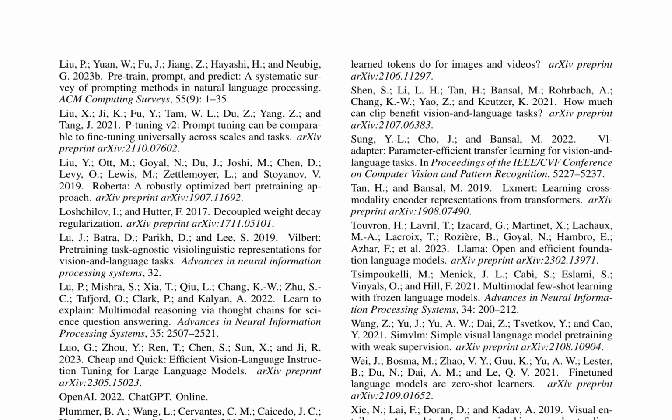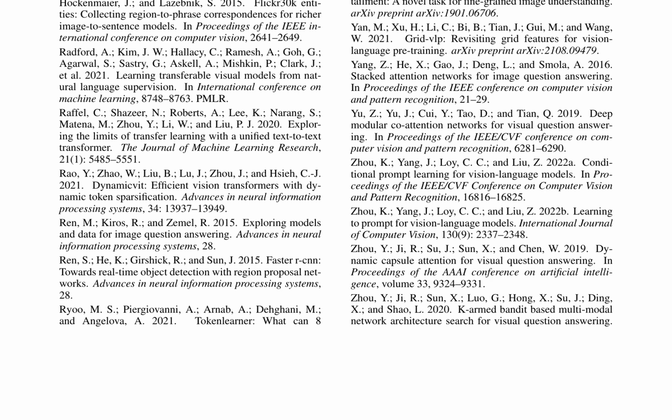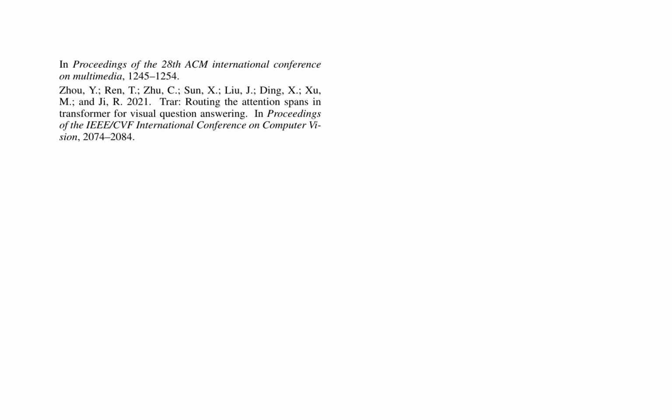The survey of prompting methods in natural language processing highlights various research papers and preprints. It provides an overview of prominent works in vision language tasks, such as VilBERT, LX-MERT, and SIM-VLM, which focus on pre-training task-agnostic visio-linguistic representations. TRAR, a novel approach for routing attention spans in transformers, is introduced as a means to enhance the performance of transformer-based models in visual question answering.